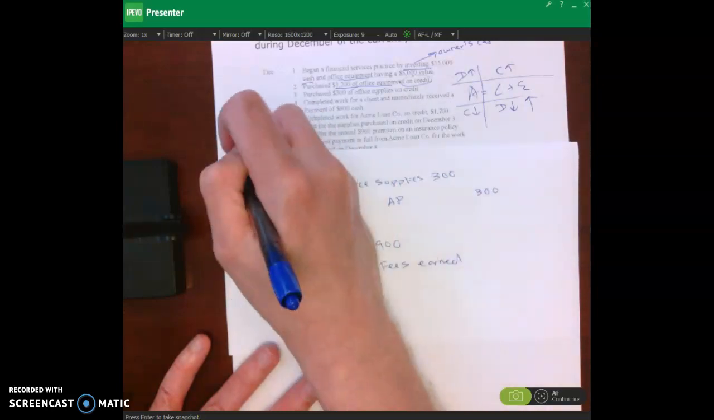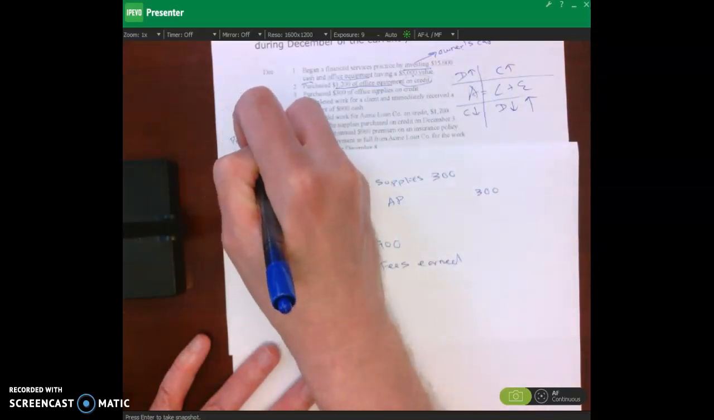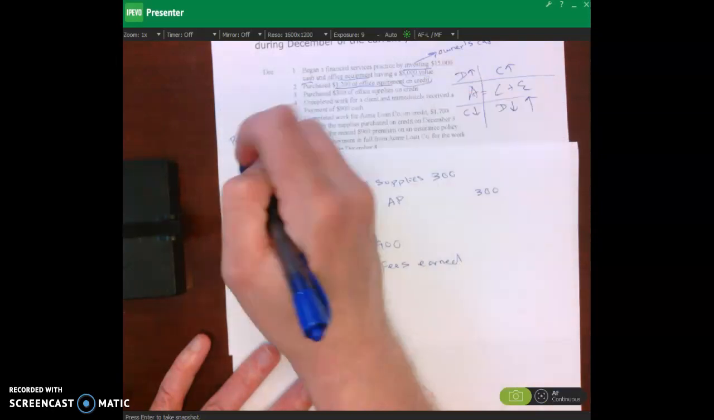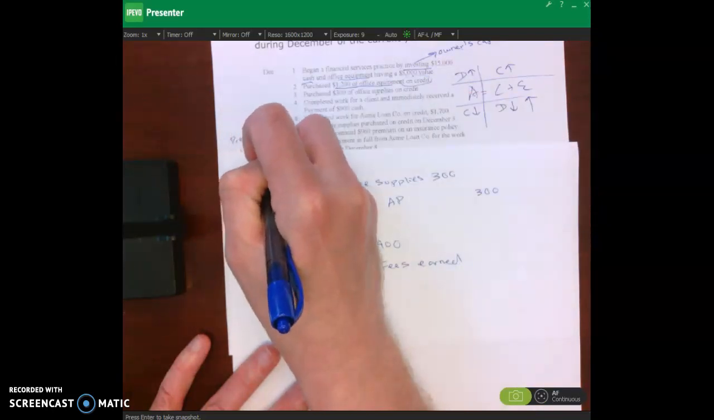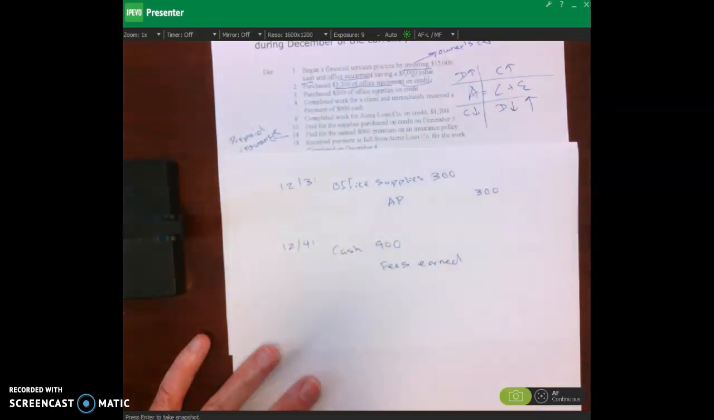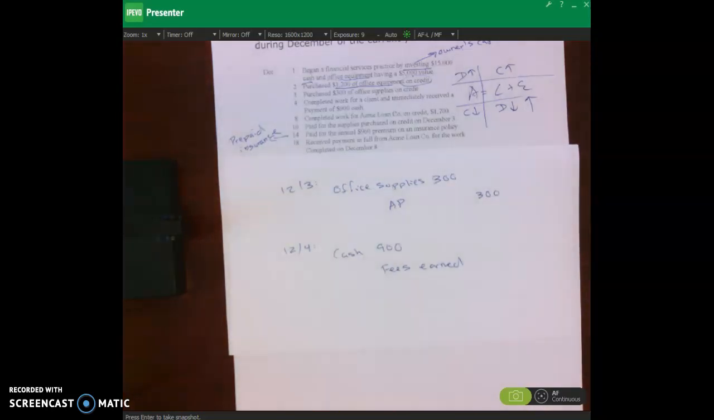Okay? Now let me just jump ahead to the 14th right over here. This is prepaid insurance. Okay, that's what that is on the 14th. I just wanted to give you a heads up with that one. That one's a little tricky. So that is prepaid insurance.